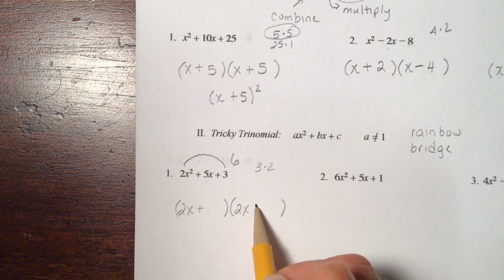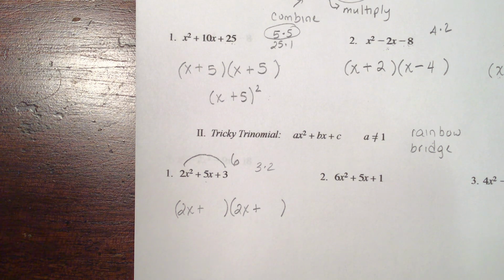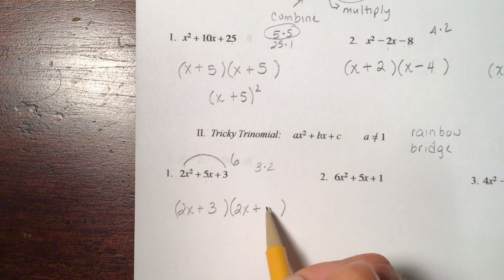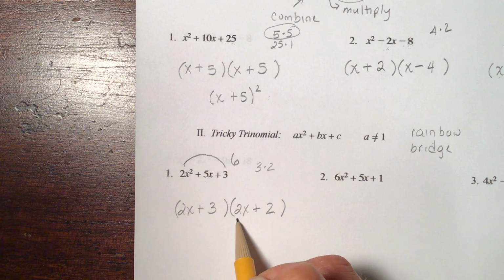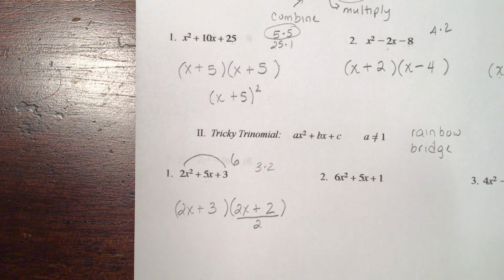Both positives. So I'm going to put the 3 and the 2 here. Now I'm not done because I cheated, okay? So I put a 2x in to begin with. I have to take it out. So I'm going to go into the factor that is divisible by 2, and I'm going to get rid of that guy. And now I have 2x plus 3 times x plus 1.